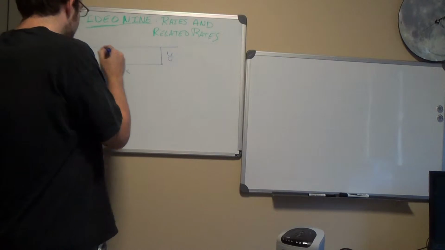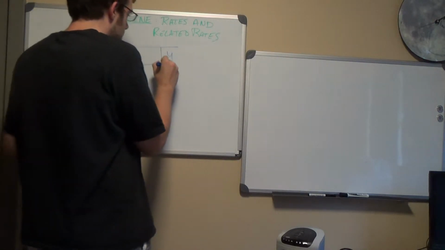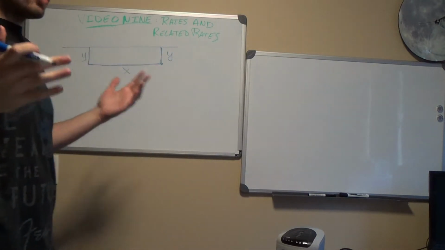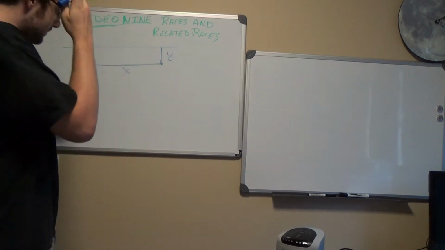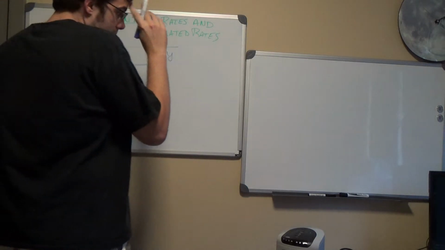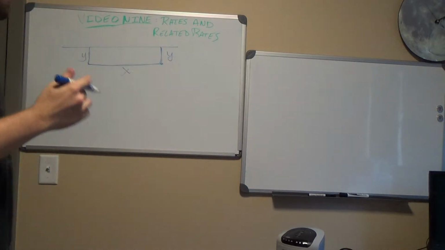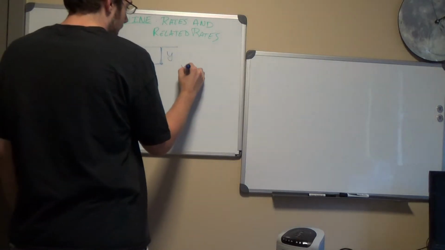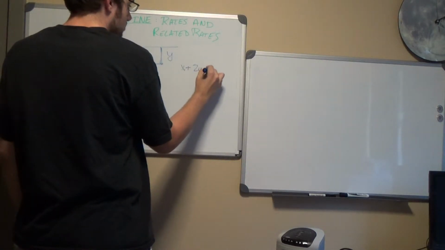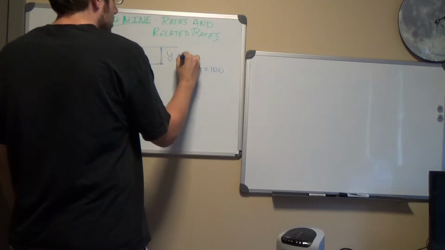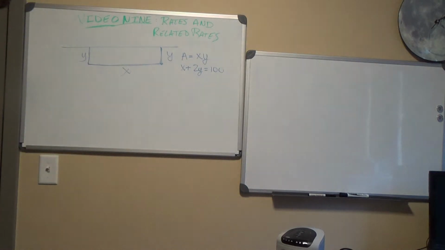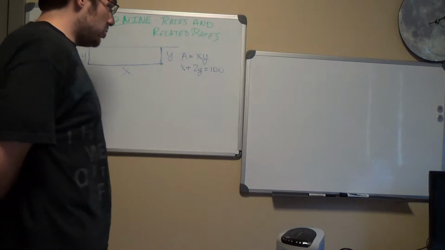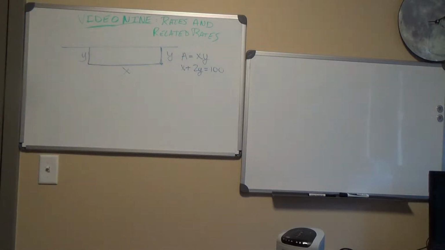We have 100 feet of fencing that we want to use up. So x plus 2y equals 100. And we also know that the area is equal to x times y. So what we want to do is maximize the area.